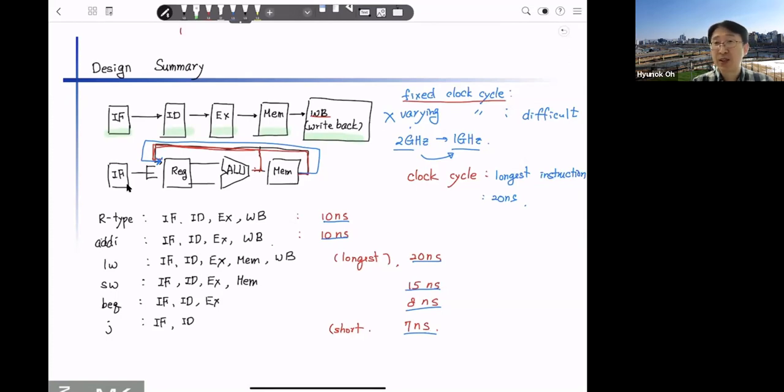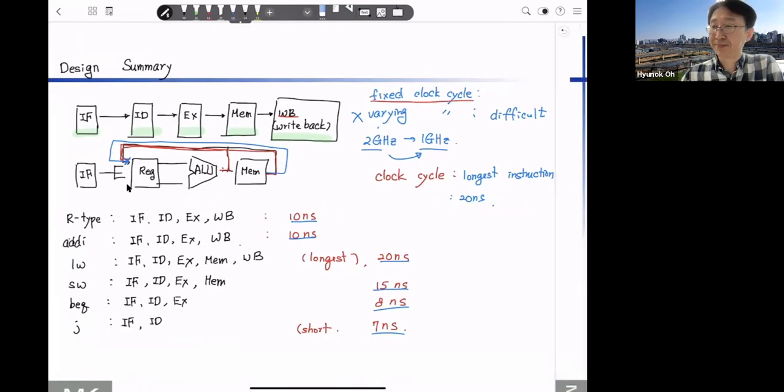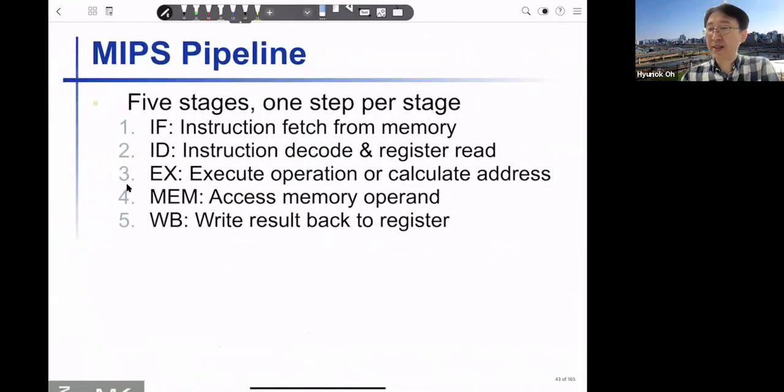For MIPS, actually, the number of pipeline stages is totally depending on the hardware designer. Maybe you can break memory into 2 stages, or instruction decode and register read should be separated, or ALU operation can be divided into several stages. It's totally depending on your decision. But anyway, let's try to make a 5-stage pipeline. We will use 5 stages: instruction fetch, instruction decode, execution, data memory access, and write back to the register. So you have to remember.